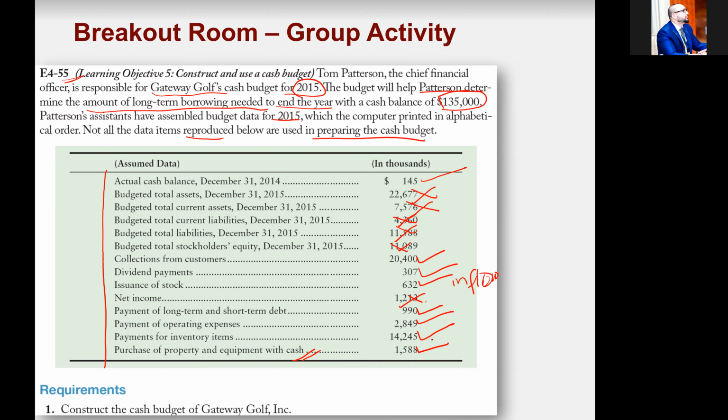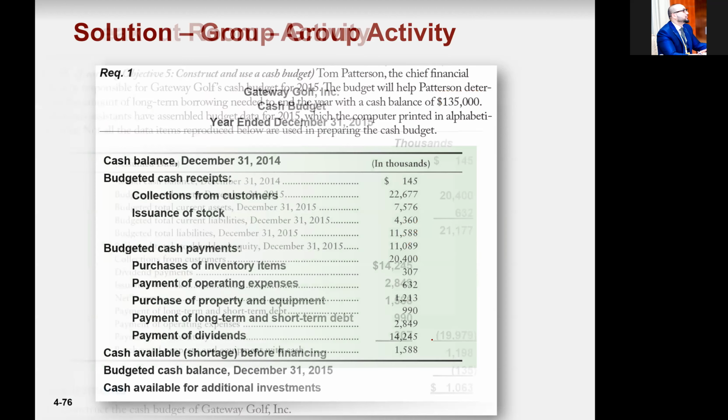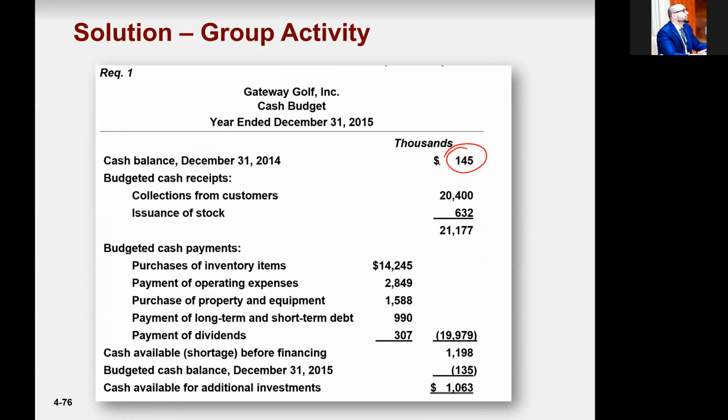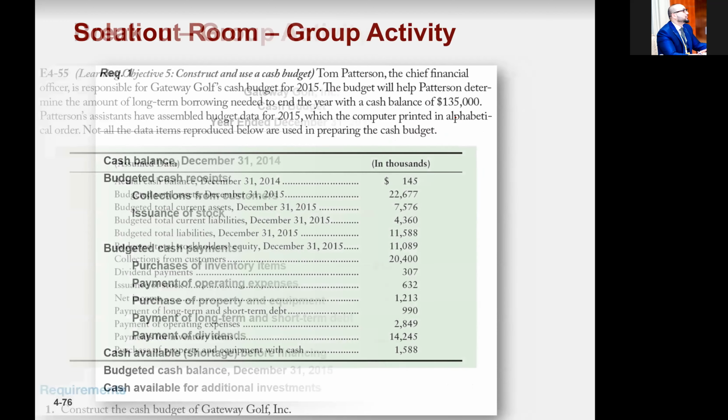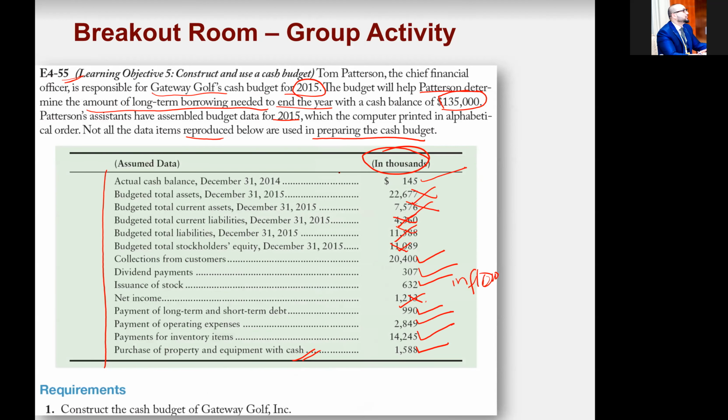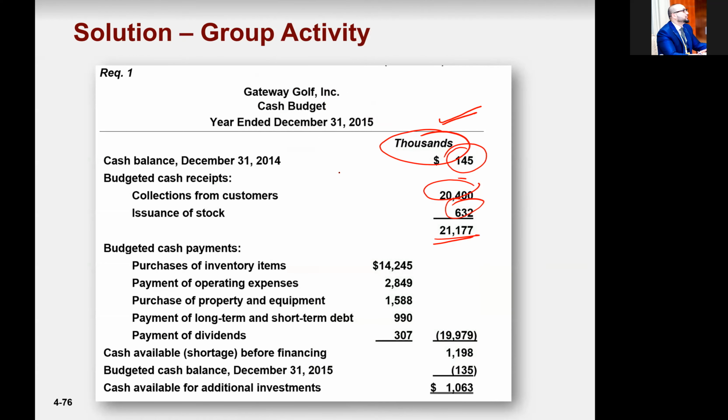All right. Now let's see the solution here. We start from 145 as a beginning balance. Collection from customers and issuance of stock will leave us 21,177,000, because the question itself is in thousands. And then budgeted cash payments: we need inventory payments, operating expenses, equipment, long-term, short-term, and then dividend. So total payments are here.